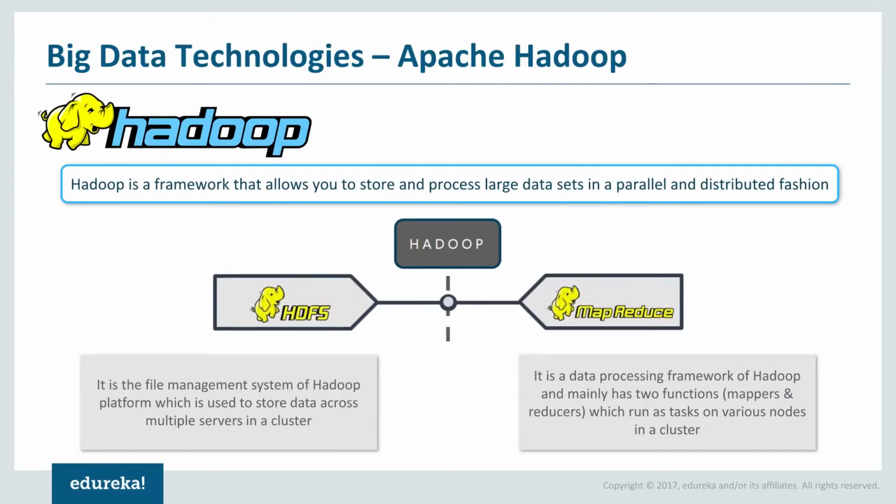So what is Hadoop? Hadoop is a framework that allows you to store and process large data sets in a parallel and distributed fashion. We have all heard about the divide and rule strategy, right? We have a piece of work, so we can all share that work, do it in parallel, and get a solution quickly. That is the big picture of the Hadoop framework.